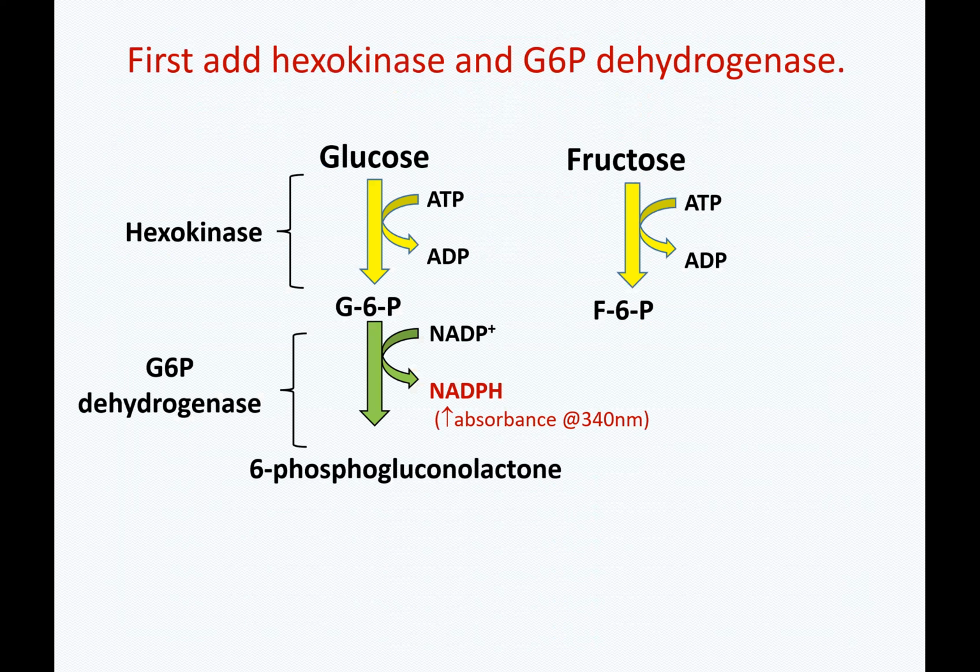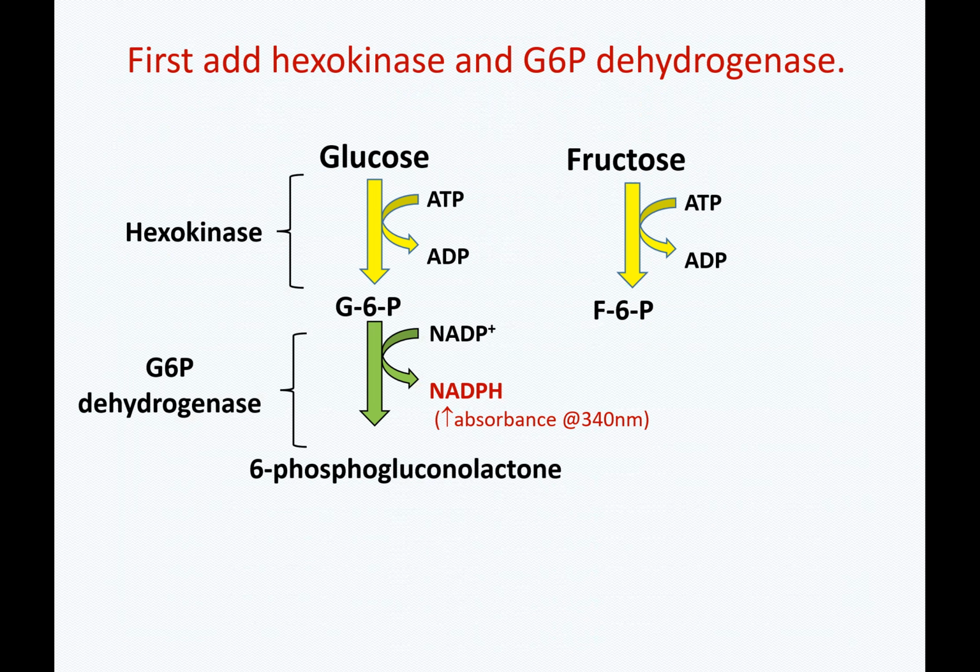The first thing you need to do to your beverage samples is add hexokinase and G6P dehydrogenase. The hexokinase itself will convert glucose into G6P and fructose into F6P. In this process, one molecule of ATP is converted to ADP. The G6P dehydrogenase can be added.